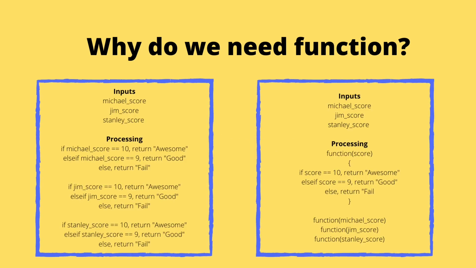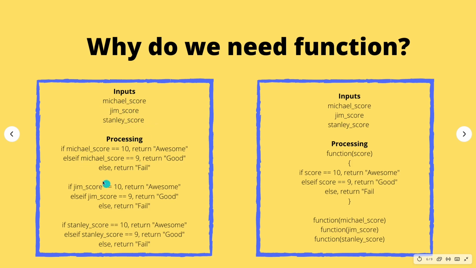So let's take a look at an example. Over here, what you can see is that on the left hand side is a script that doesn't use a function, and on the right hand side we actually use a function. Let's say we want to create a grading system. This grading system takes in a score from the user and then returns a grade like awesome, good, or fail. So let's say it takes in 3 inputs from the user: Michael's score, Jim's score, and Stanley's score.